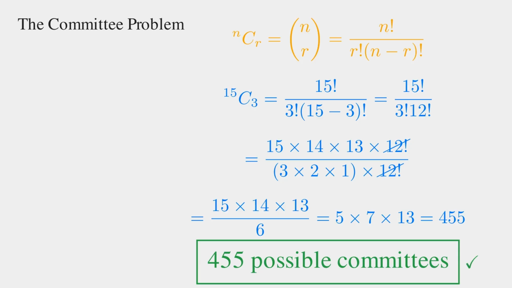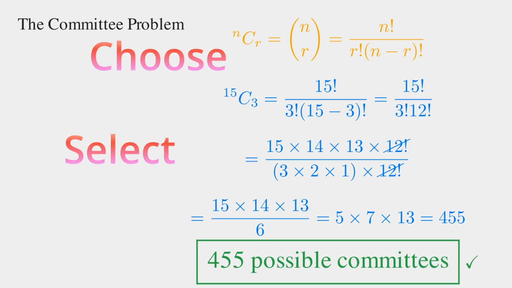Another IB tip: the biggest challenge is distinguishing combinations from permutations. Look for keywords like choose, select, group, or committee. All of these keywords imply that the order doesn't matter, so we use combinations. Misinterpreting this is a very common mistake, so always ask yourself, does the order matter? Yes or no?